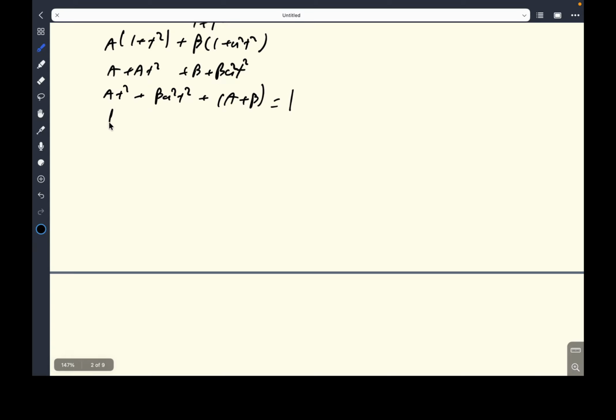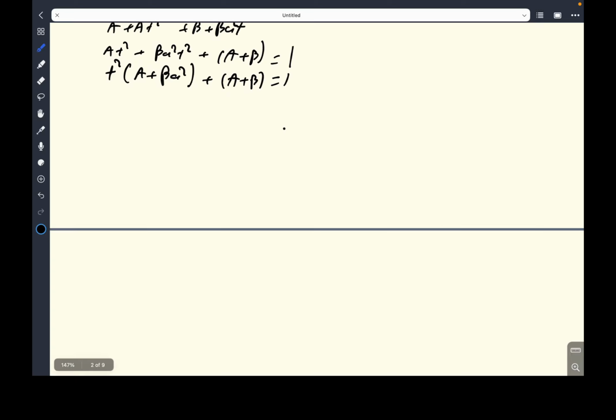So I'm going to factor out t squared. It's going to be a plus ba squared, times t squared, plus a plus b equals 1. This t squared should go away, thus I can conclude a plus ba squared equals 0, and a equals negative ba squared. Thus, this thing has a coefficient of 1, so this a plus b should be equal to 1. So a plus b equals 1.